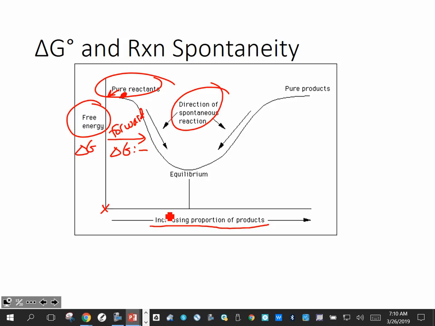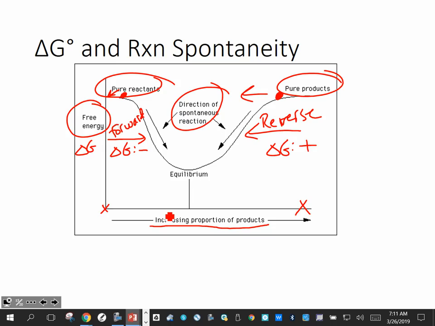Likewise, if we consider all the way over here, if you start with nothing but pure products now, and again, products are on the right, reactants are on the left. So reactant is not a term for what you're starting with. Reactants are the things on the left-hand side of your chemical reaction, and products are the things on the right-hand side. If you start with pure products, if we think of a boulder sitting here and you let go of it, it's not going to go further to the right. No, it's going to go this way. So there's only one direction that it can go spontaneously. It's going to go in the reverse direction. So our delta G is going to be positive here.